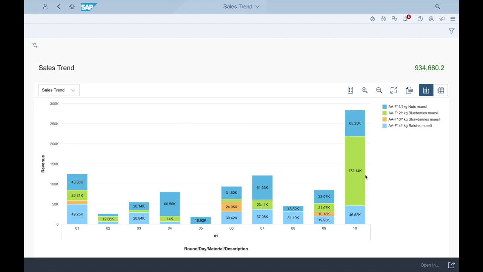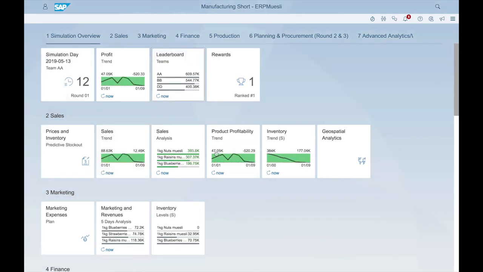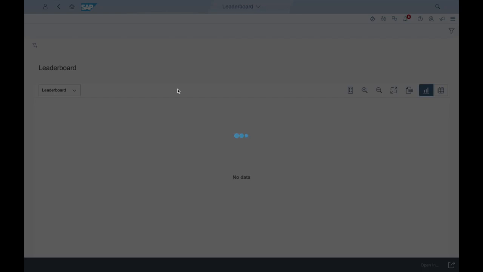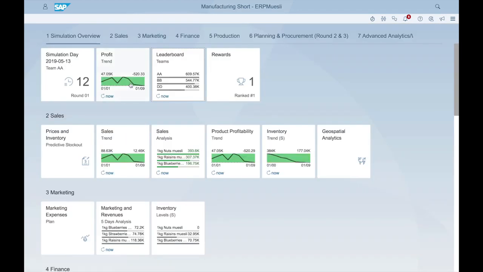And there we have it. My changes did result in significant sales for blueberry muesli, which down the road should reflect positively on the performance of my team. If I go ahead and open the leaderboard here, I can see how I stand against the other teams, and yes, my team is in the lead.